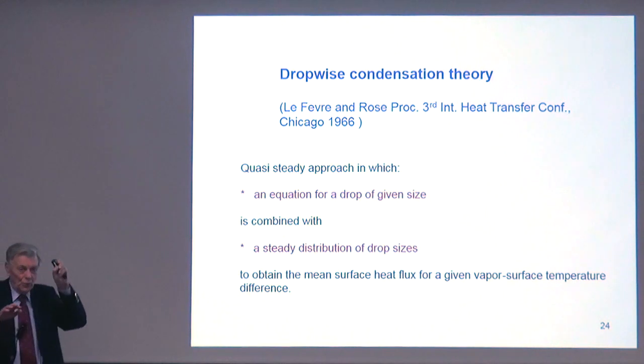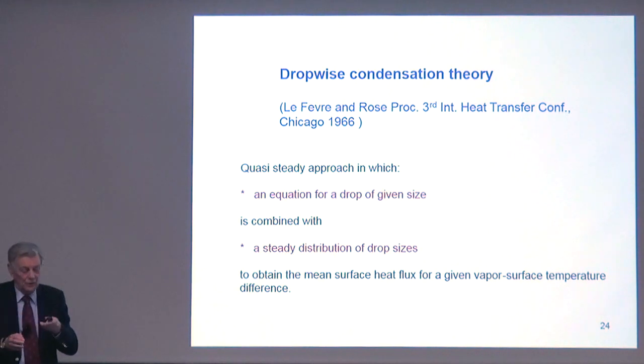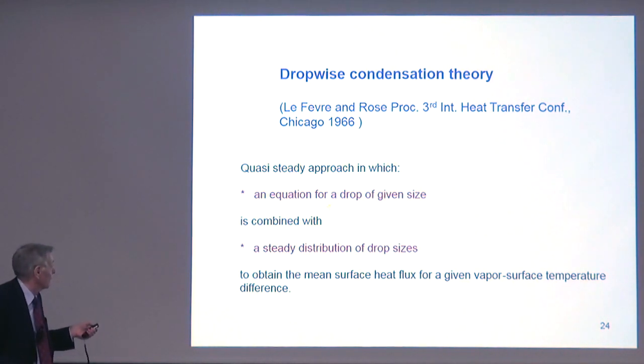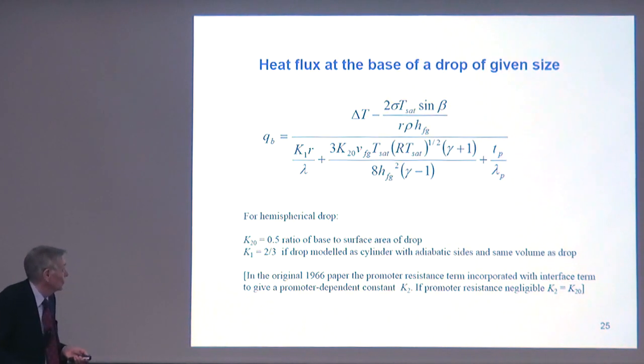Although, as you saw in the photographs, droplets growing and coalescing, if you could see it, we decided to take a quasi-steady approach. Let's calculate the heat transfer through a single drop and combine that with a time-space average drop size distribution to get the average heat transfer for the whole plate. So two parts to the theory: the equation for a drop of given size combined with a steady drop size distribution. This is the equation for heat transfer through a single drop.